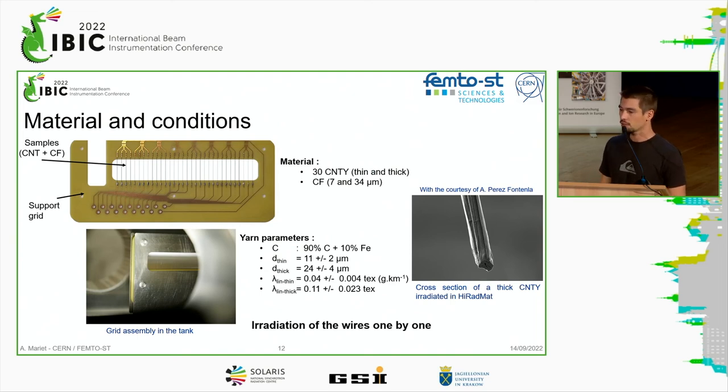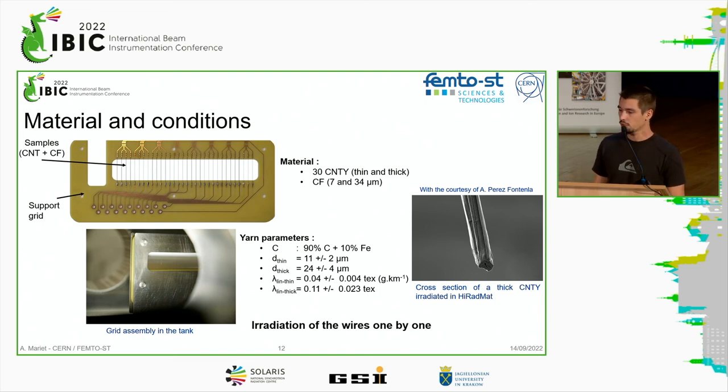So we installed 30 CNT yarns on a PCB frame, and two carbon fibers of 7 and 34 microns. The carbon fibers are the ones we currently use in the wire scanners. We installed them on a PCB frame connected to the same grid. The CNT yarns have a composition of 90% carbon and 10% iron, and that's important because the 10% iron comes from the residual catalytic particles from the manufacturing process.